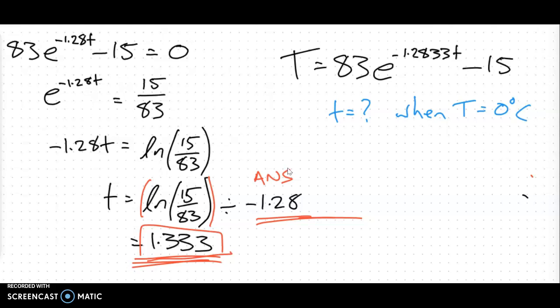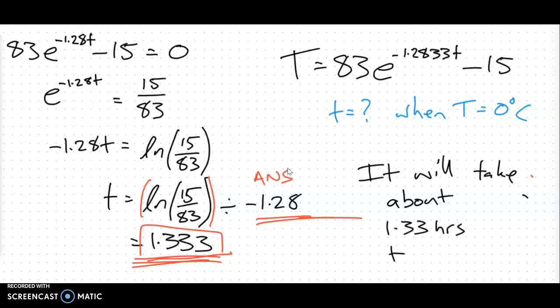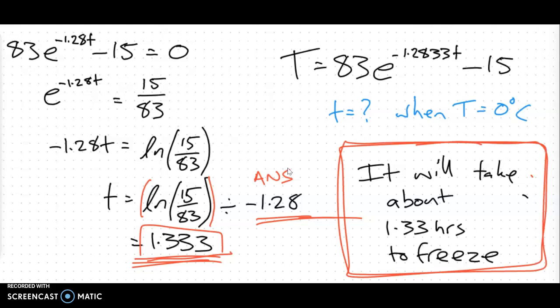So my final answer then is it will take about 1.33 hours to freeze. And of course I could figure out what 0.33 hours was in minutes, but that kind of answer would be acceptable unless they specifically said how many hours in minutes. But we've just used hours as the variable, so 1.33 hours is absolutely fine.